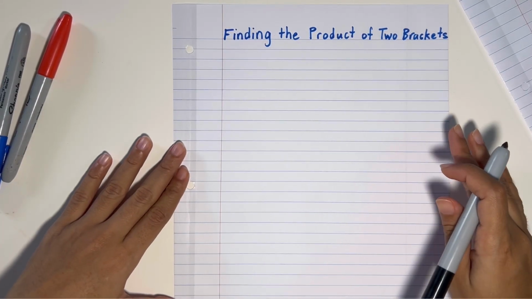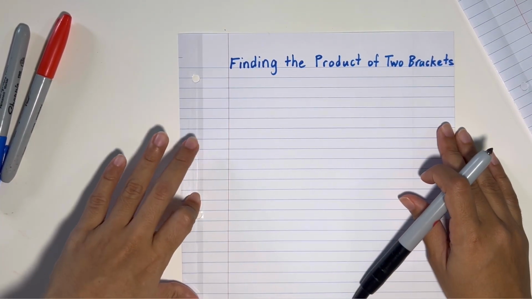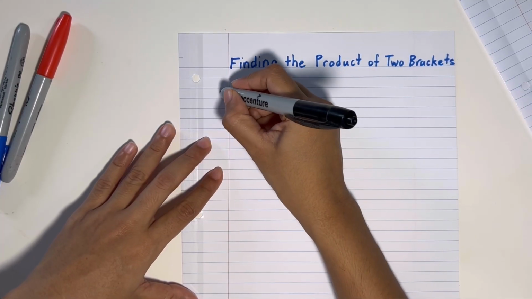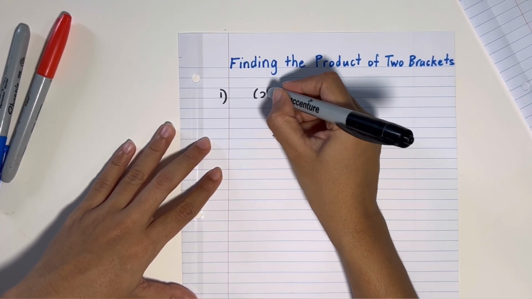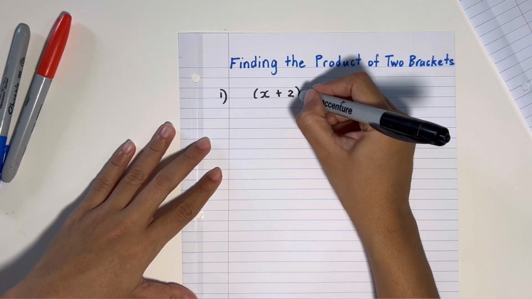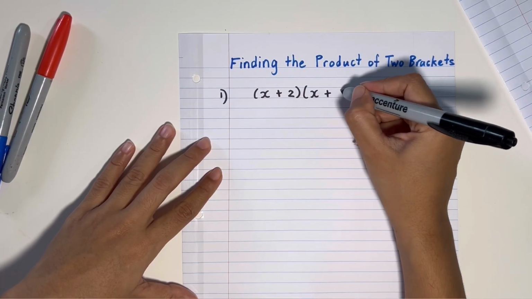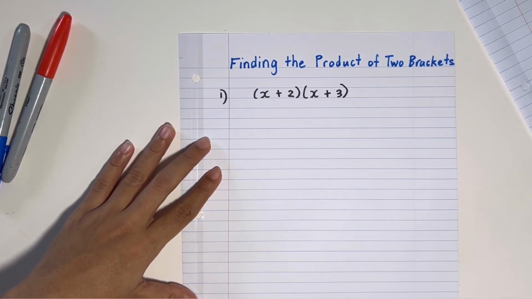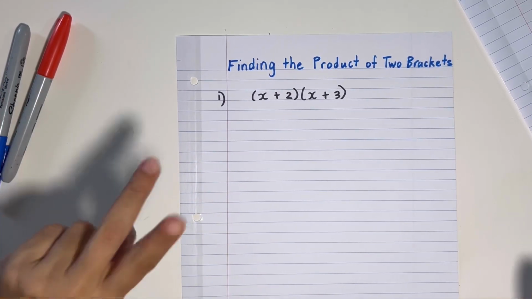In this video, we're going to look at finding the product of two brackets. That's like if you have, for example, x plus 2 by x plus 3. This is also known as expanding double brackets, right? So I'm going to actually show you two methods.